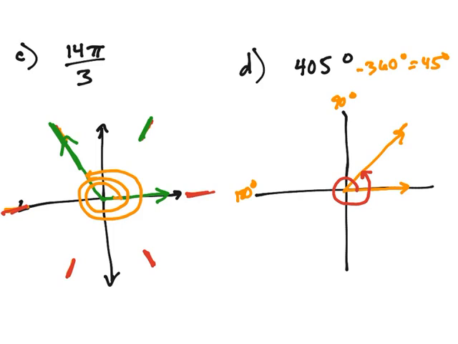Okay, so we've done it twice now, and you didn't know it because I hadn't told you what the vocabulary is yet. But we found coterminal angles. Coterminal angles have the same initial side and same terminal side, but a different number of rotations. So 405 degrees is coterminal with 45 degrees.